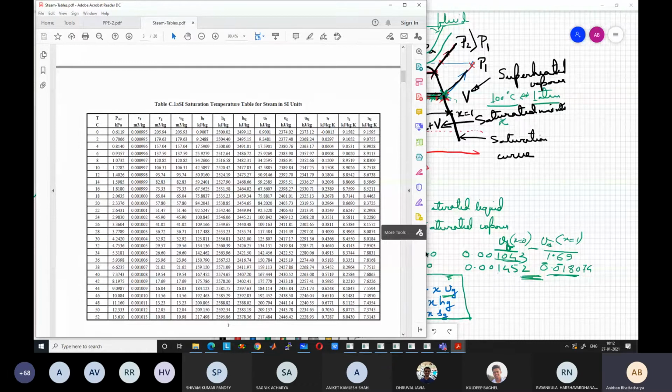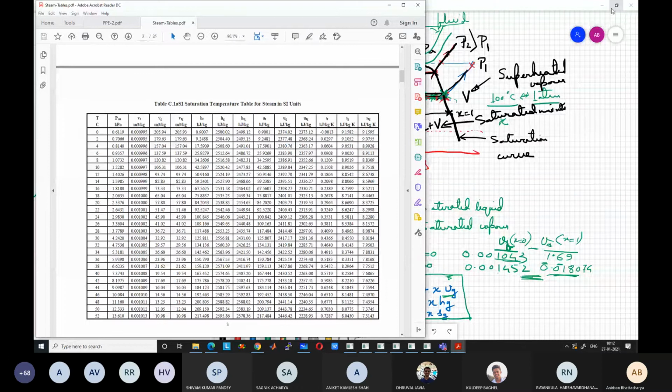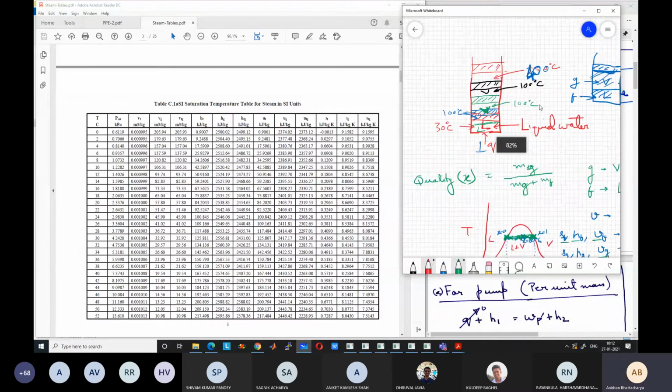Can we decrease the size? It's too small, but still will give you some idea.